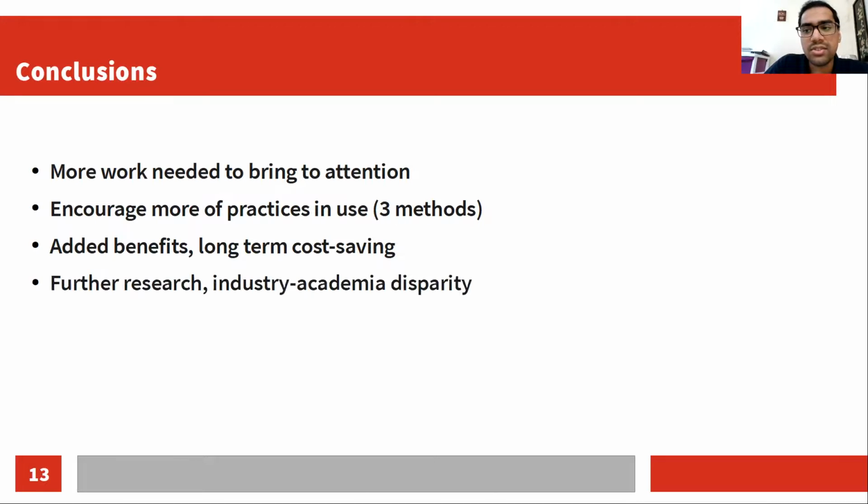These are my conclusions. And finally, there's how we need further research and industry-academic disparity. Since most of the papers were theoretical, this is one limitation of the paper. There may be a difference between what academia is suggesting and what is actually being done in industry.